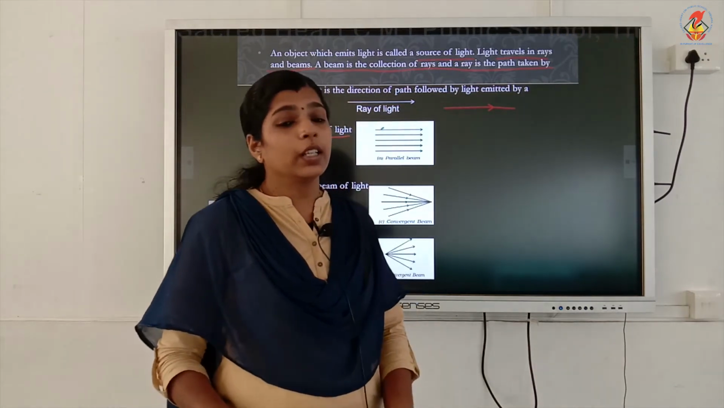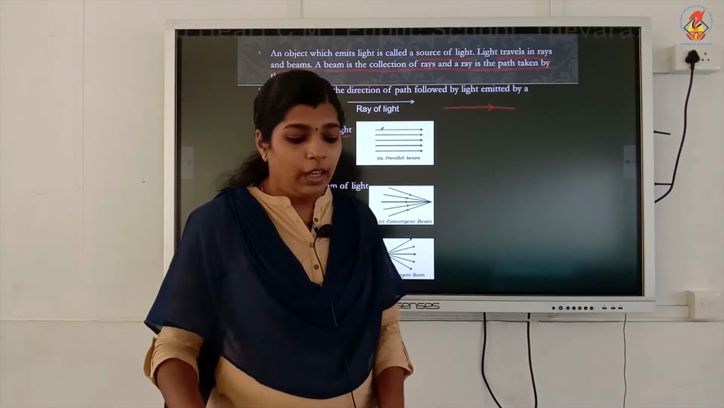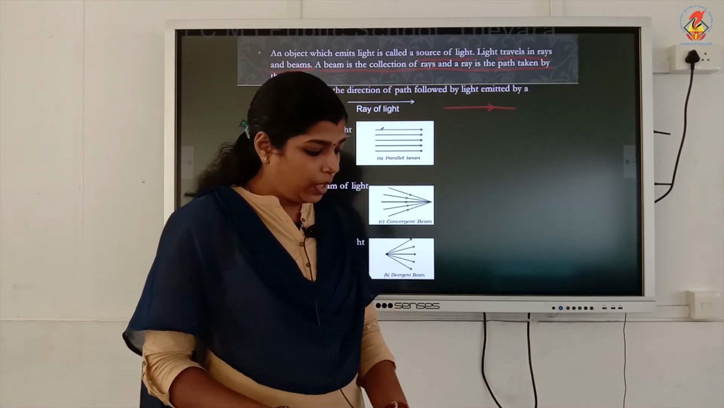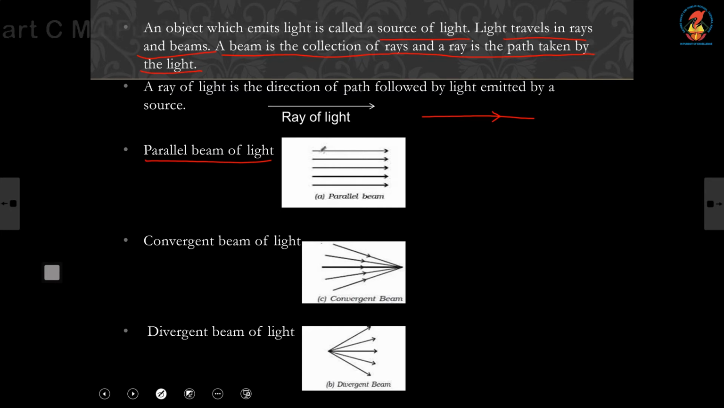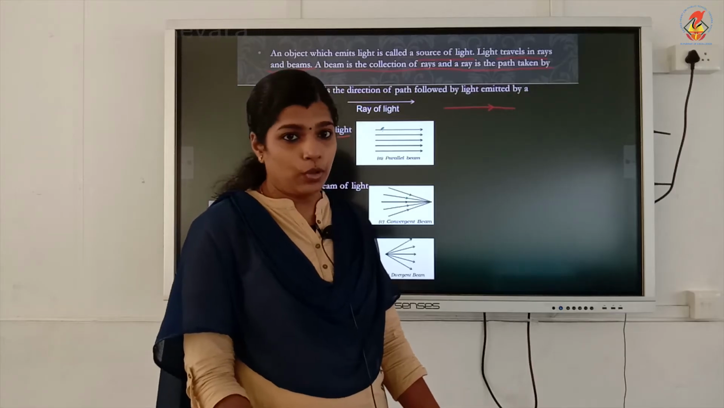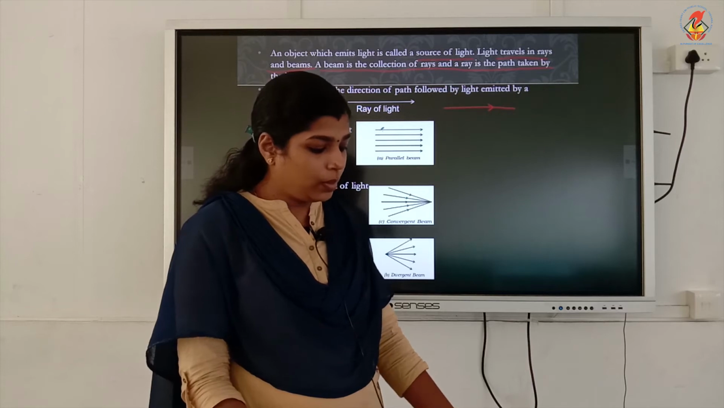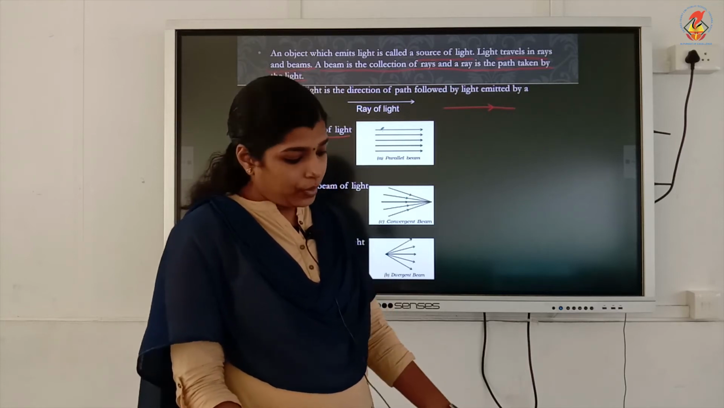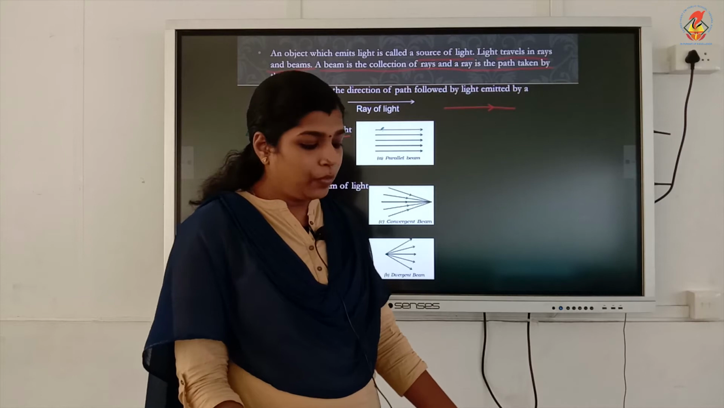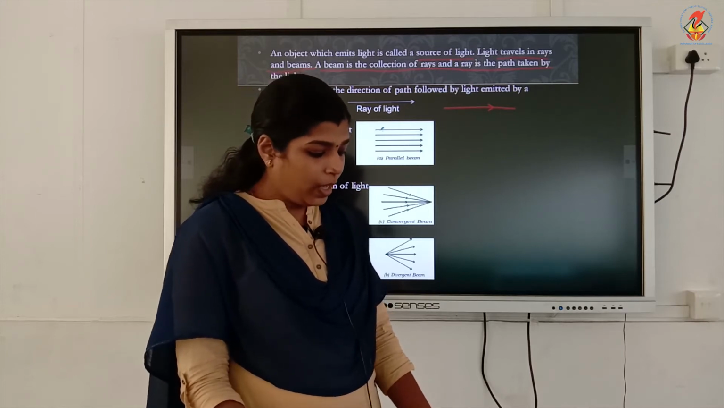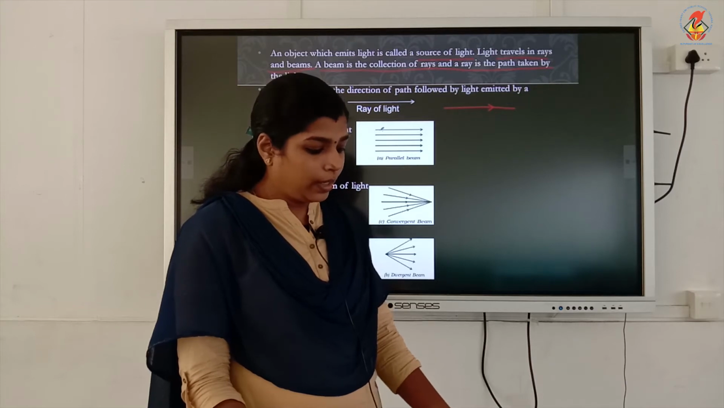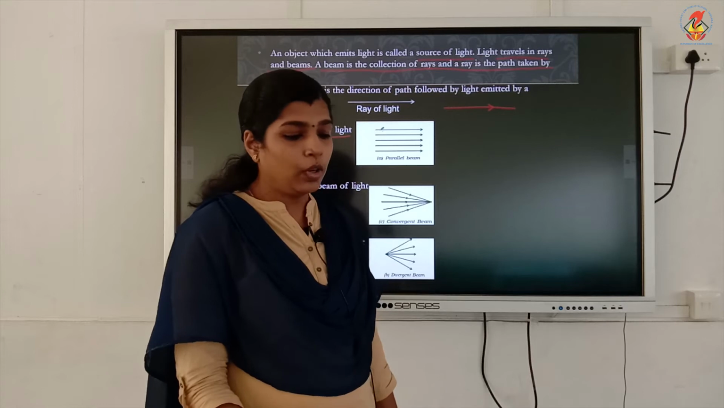Divergent beam and convergent beam of light. A divergent beam of light means a beam consisting of rays diverging from a point source. A beam of light coming from a lighthouse, the headlight of a railway engine, a car headlight, a torch, etc. are divergent beams of light.